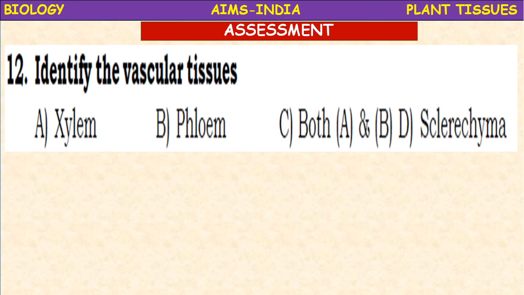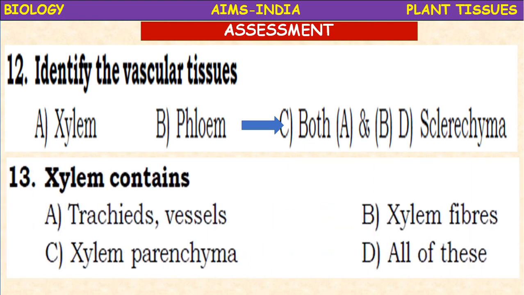Identify the vascular tissue. Xylem, phloem, both, and sclerenchyma. So obviously xylem and phloem. Xylem contains, means what are the elements present in the xylem tissue? Xylem and phloem are complex tissues. What is a complex tissue? A tissue which is made up of different types of cells is called a complex tissue.